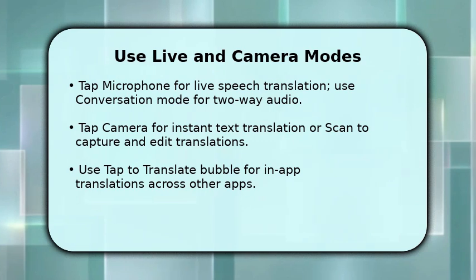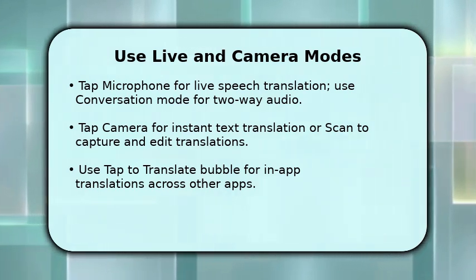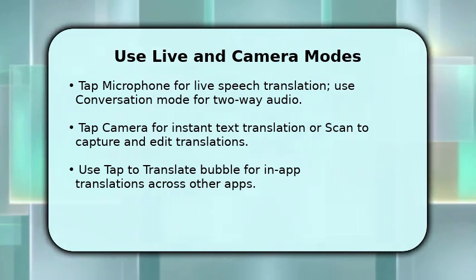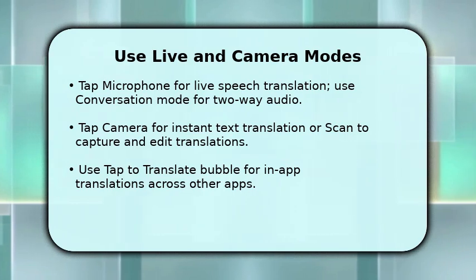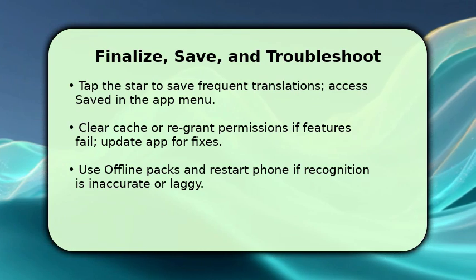Once done, enable tap to translate in settings so you can translate text inside chat apps without switching. This saves time when copying short phrases or messages. Finish by saving useful translations with the star so they're available offline and review them in saved.